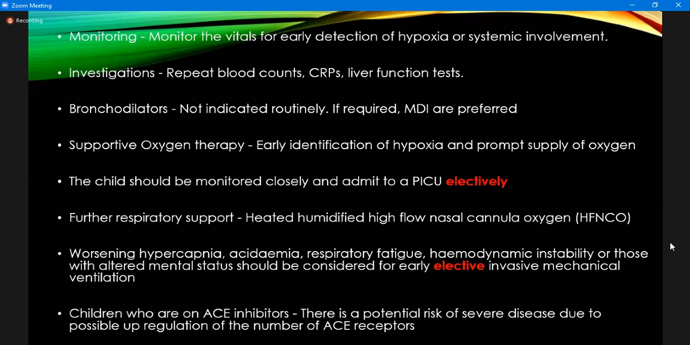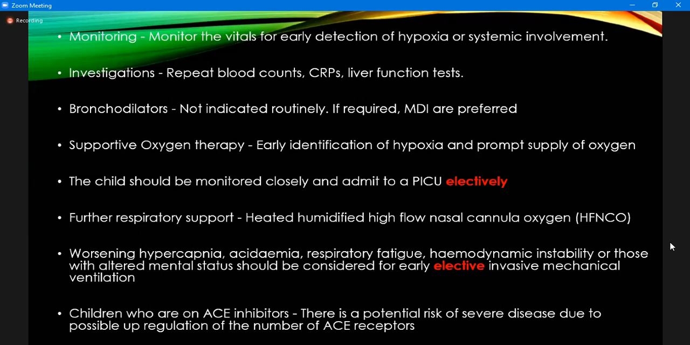And if the child needs ICU care, it should be an elective ICU transfer rather than an immediate or urgent transfer at a later part of the illness. For further respiratory support, our college has recommended heated, humidified, high flow nasal cannula oxygen. But I think we have never required this sort of management because our patients have so far not been critically ill.